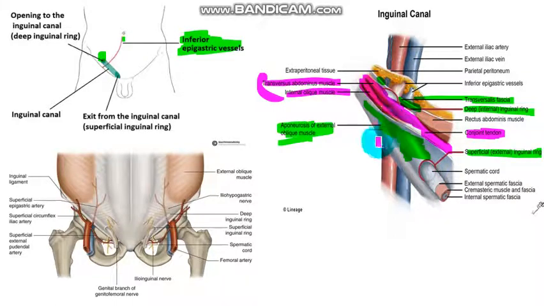So this becomes the superior boundary, the roof, and now the floor consists of a dense condensation, or let us say a dense fibrous layer. It forms the floor of the inguinal canal. So what is its name? This is the inguinal ligament. The inguinal ligament is formed from the aponeurosis of the external oblique muscle itself.